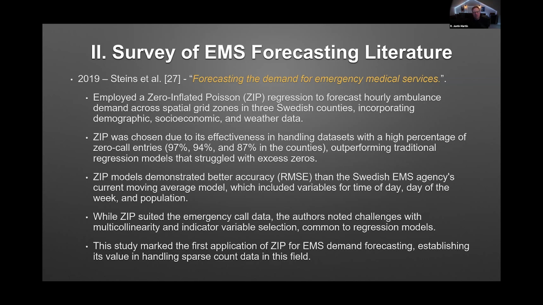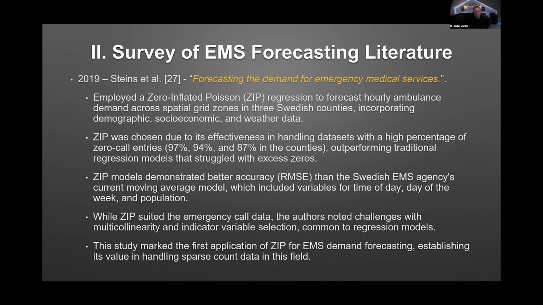There's different regions in the counties. And they found that zero inflated Poisson was effective at handling data sets that have a higher percentage of zero call entries. So this was a promising approach to say, hey, you need to account for this high concentration of zero call volumes that you're going to inevitably encounter when you get down to this level of granularity.